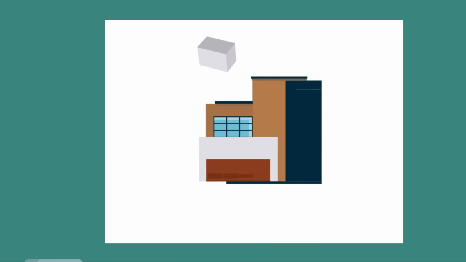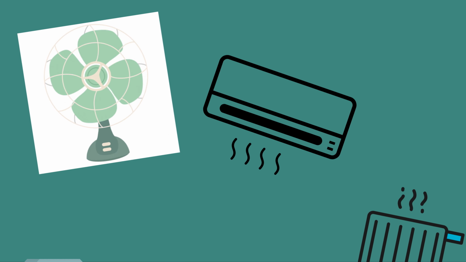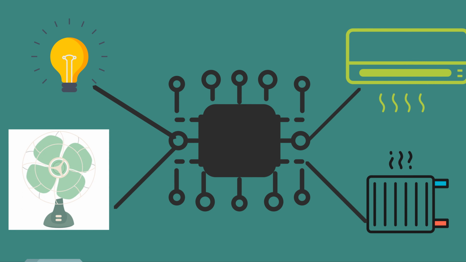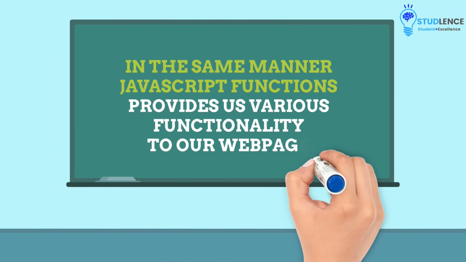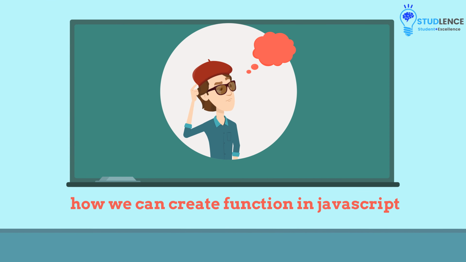As we have seen how to design the house, do you think all the appliances will work on their own? To make them work, we need to give them proper connectivity so that they can start functioning. In the same manner, the function provides various functionalities to our web page. So now, would you be thinking how to create a function? Let's see in our live coding window how to do the same.